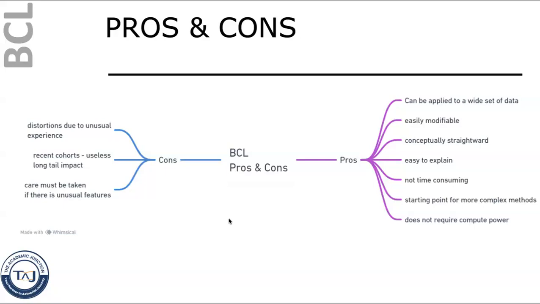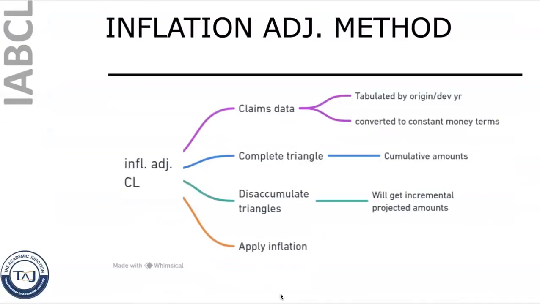For example, motor OD only has a tail of 3 months on average, right? Whereas motor TP has a long tail, you're talking about years. So the most recent cohort for motor OD still has more information in it than the most recent cohort for motor TP, right? And a lot of care has to be taken when there are unusual features in the data, which messes up your entire calculation. It's not beautiful anymore, right? So those are the pros and cons for basic chain ladder.